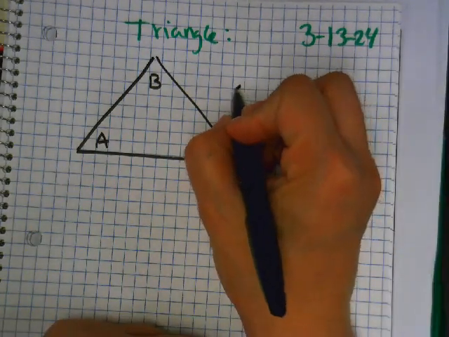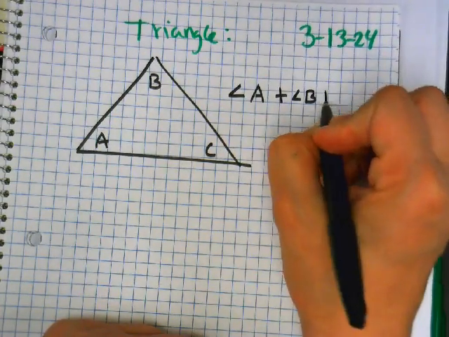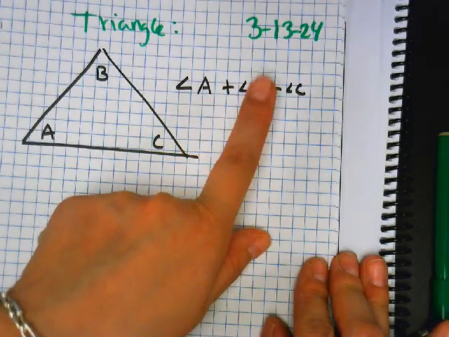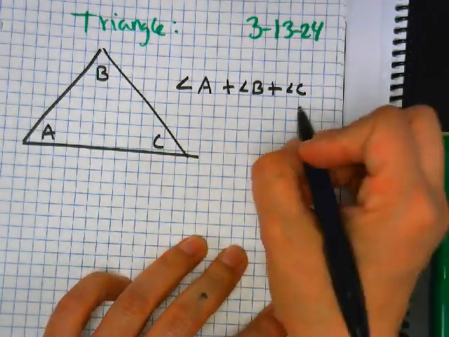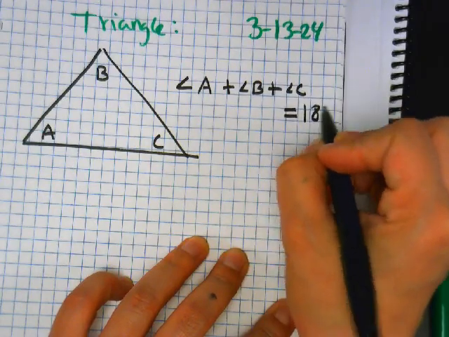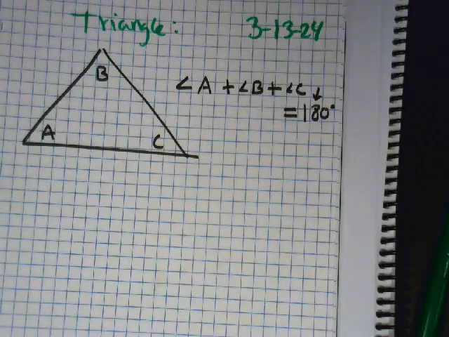If I add angle A plus angle B plus angle C, it's going to equal what? 180 degrees. I couldn't fit it over here, so I just wrote it down here. So write it in a straight line. Hopefully yours fits all in a straight line. Mine did not, so I had to write it underneath. But if you add up the 3 angles, it equals 180.